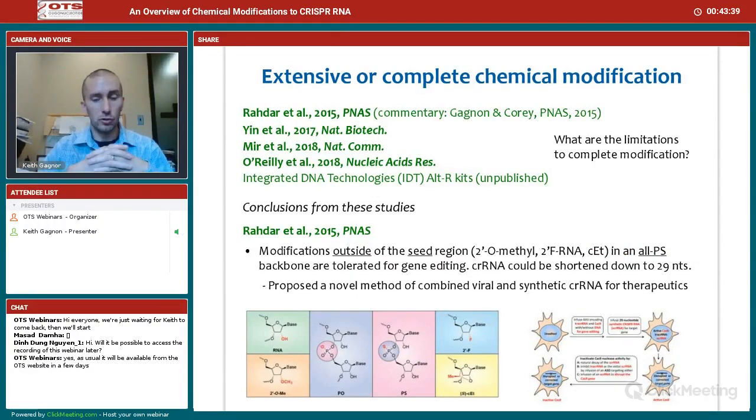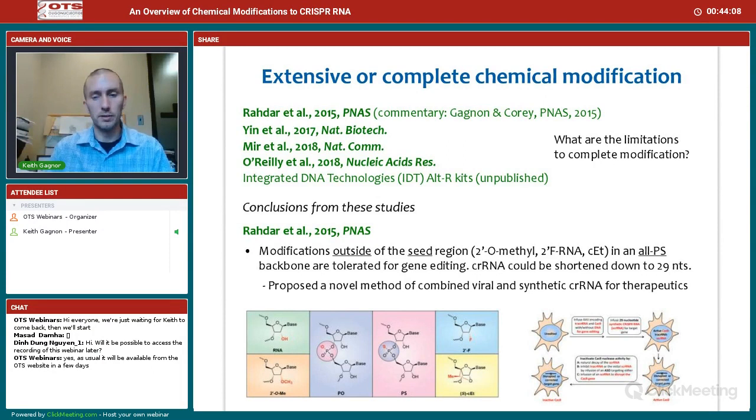And they found that they could get good editing as well or better than the single guide RNA or the all RNA version that they were using. And also they were able to shorten the CRISPR RNA. I think the novelty here was they proposed a new way to combine synthetic CRISPR RNAs with viral approaches. And this is what I really liked about the paper.